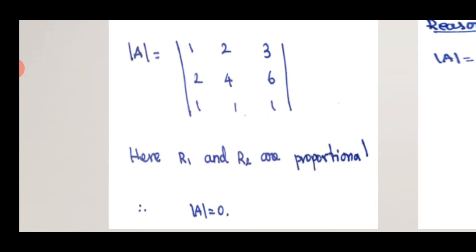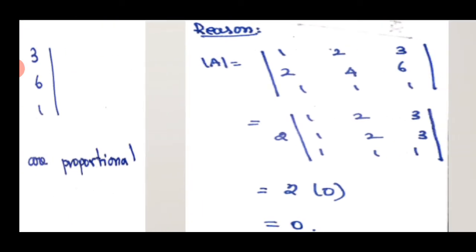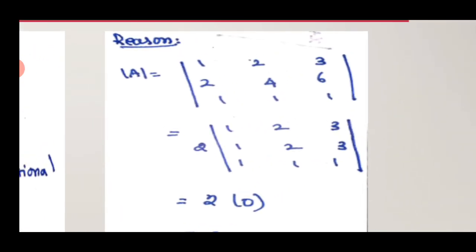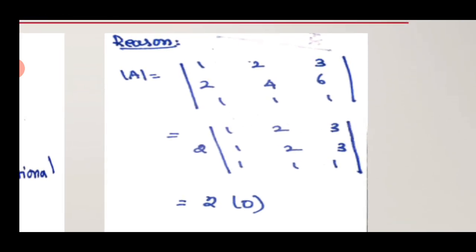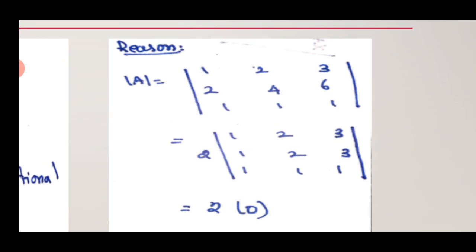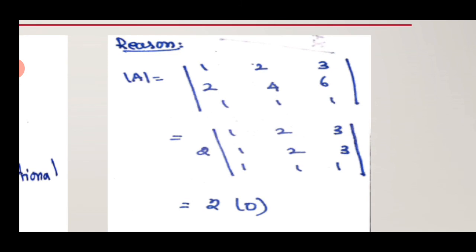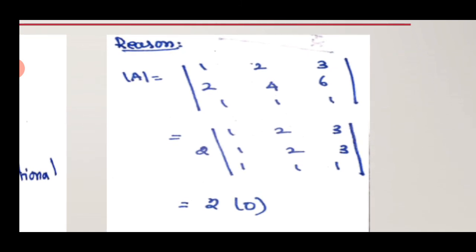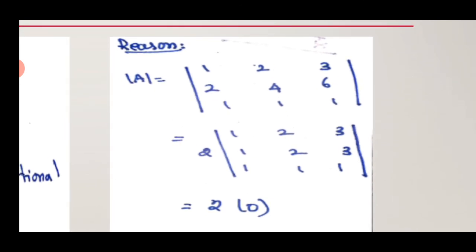But why do they say the determinant answer is 0 when they are proportional? The reason is here. Here the determinant I have taken 1, 2, 3, 2, 4, 6 and 1, 1, 1. As I said in the last property, if you find any common multiple in any row or any column, you can take the common multiple outside, that is the constant outside. First row 1, 2, 3, there is no common multiple. 2, 4, 6, we have a common multiple. What is it? 2.